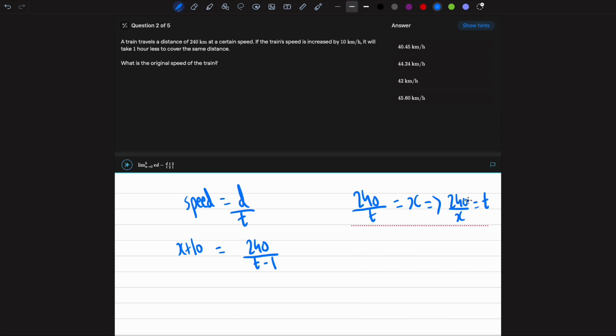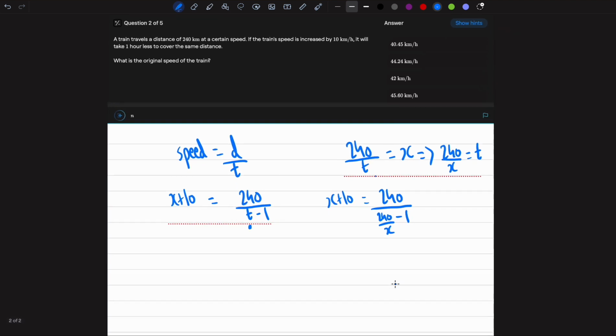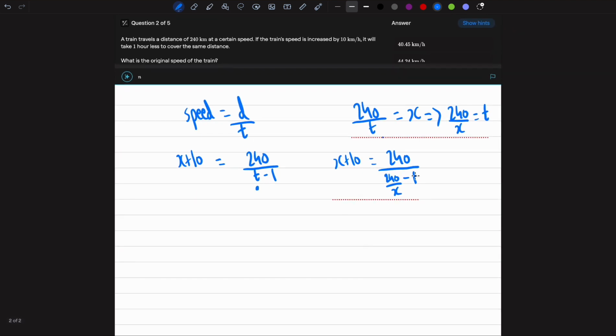Okay, what can we do? Now we can use this right here and plug it into this right here. So I'm going to have x plus 10 is equal to 240 divided by, and now t is 240 over x. So I'm going to have 240 over x minus 1. Okay, now what can we do? Well, we just make this simpler and then solve the equation. So we have x plus 10 is equal to 240 divided by, and now this right here can be simplified as 240 minus x divided by x, right? We just cross multiply this right here.